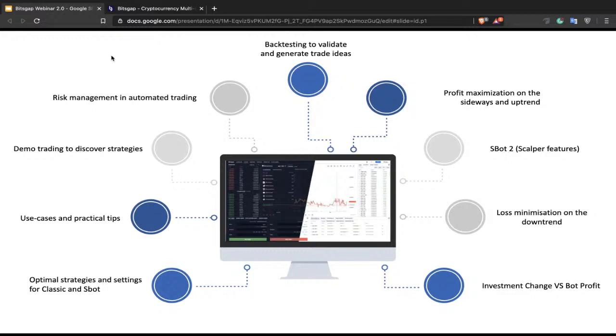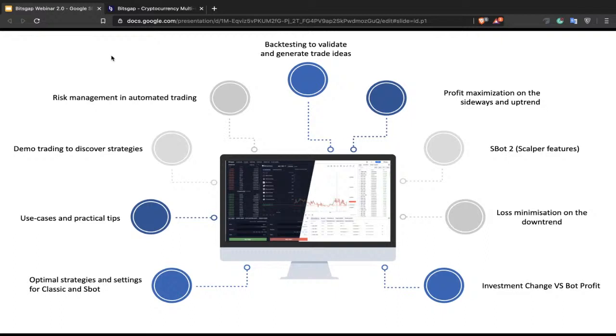And yeah, we'll go through use cases as always, because constantly we have them updated each week. Practical tips, as we now have new features related to how to cancel the bot, how to exit the market, which allows you to maximize your returns and to control the risk even better. Demo trading, which we use to discover strategies and to sharpen our trading skills. So that's something that we have for quite a long time already.